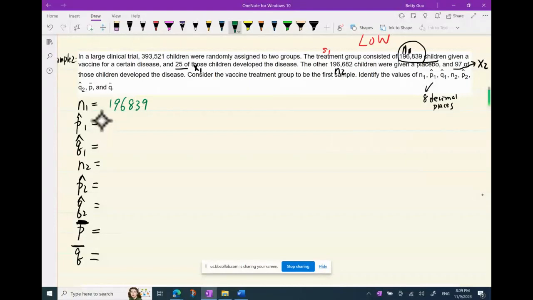How do we calculate P1 hat? Firstly, what is P1 hat? What does that notation mean? That's the sample proportion, right? With the hat, the sample proportion of the first sample. Now, how do we find the sample proportion for the first sample? X sub 1 divided by N sub 1. Exactly, very good. Where's X sub 1? 25, right? Divided by N sub 1, 196,839. Let's see what we have.